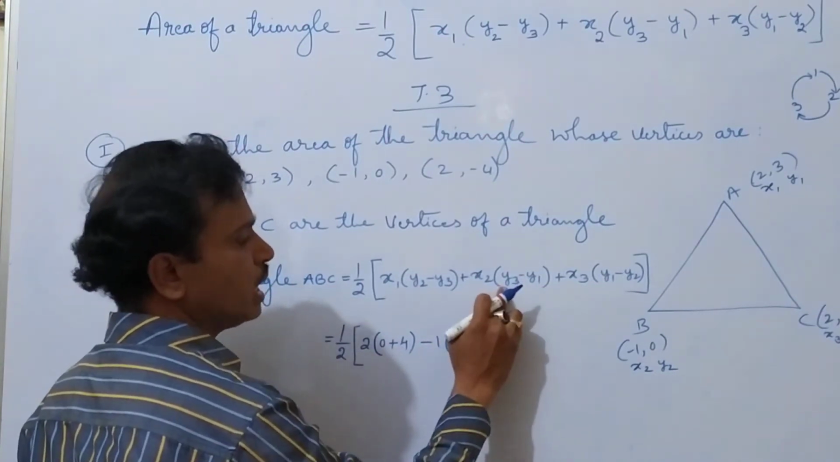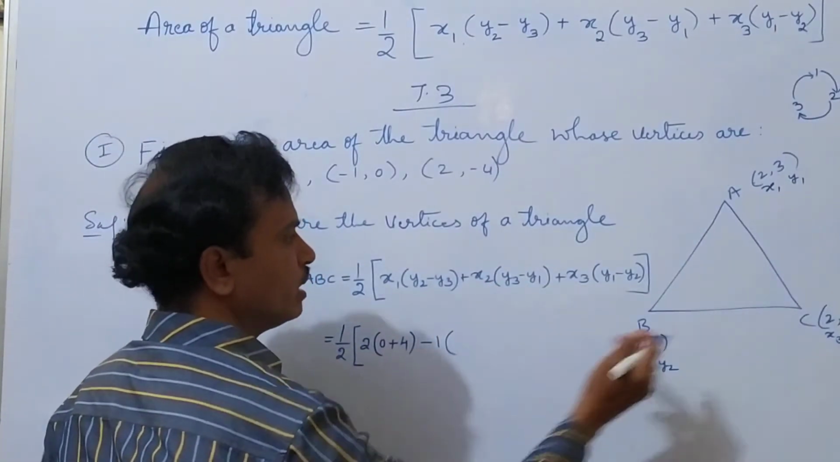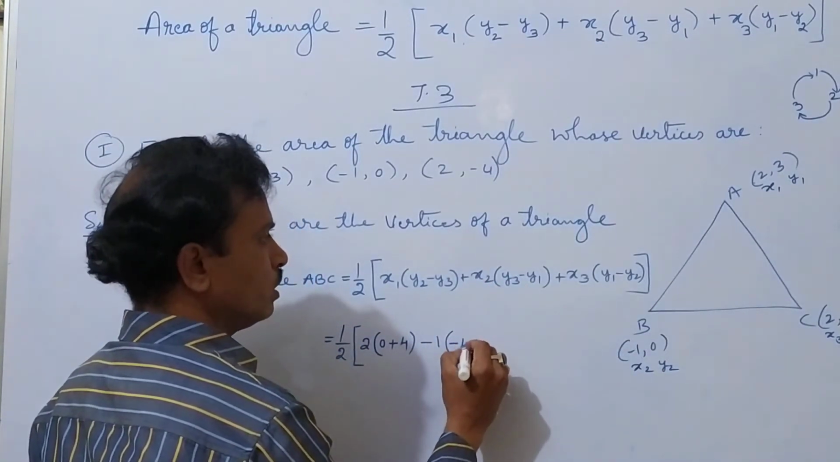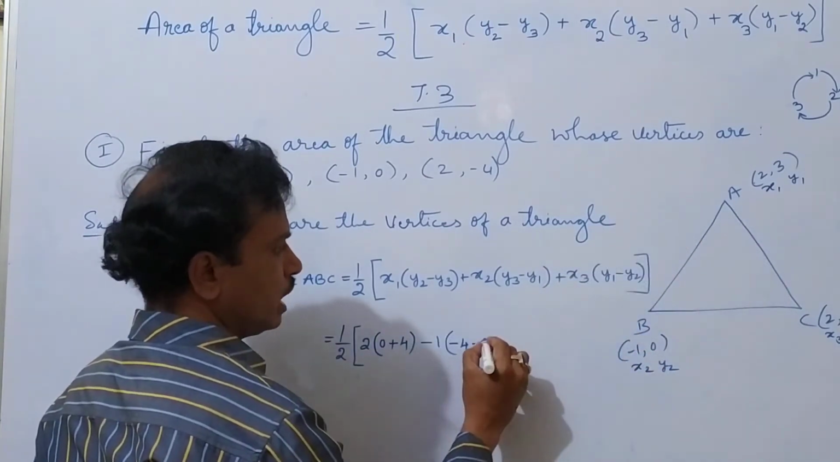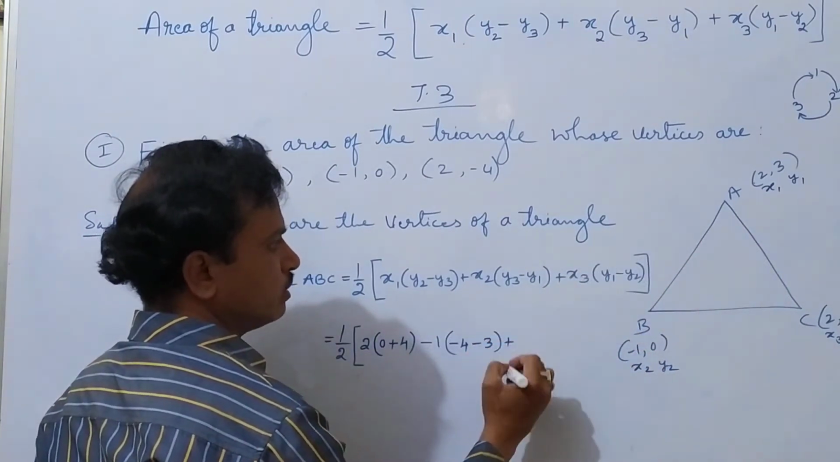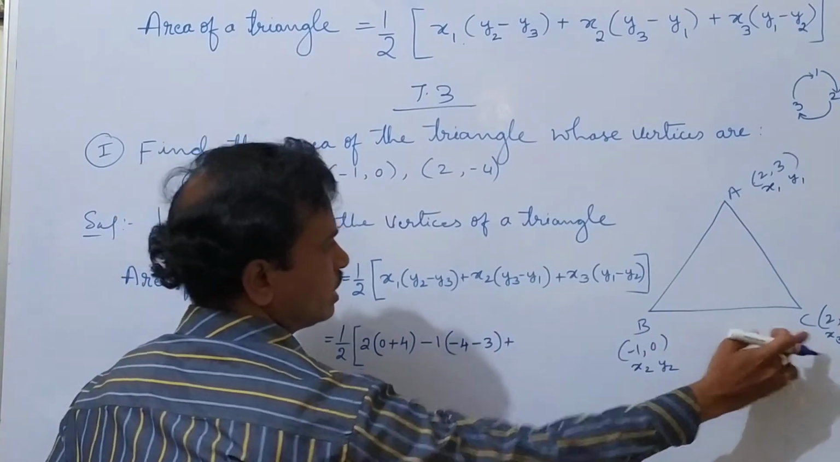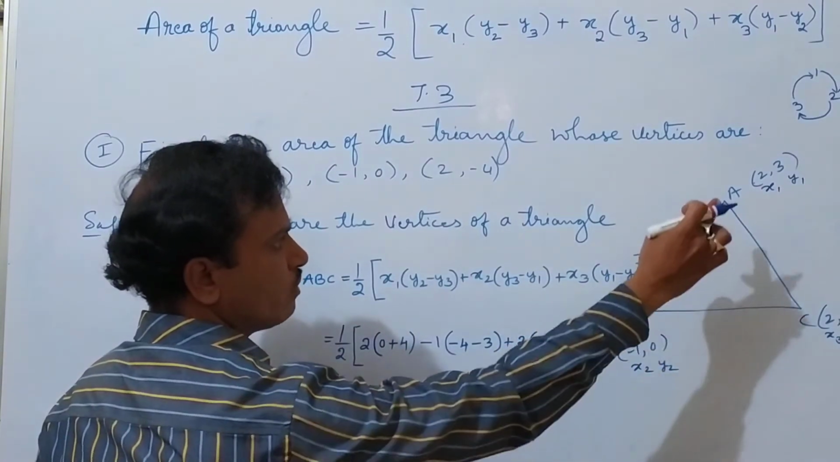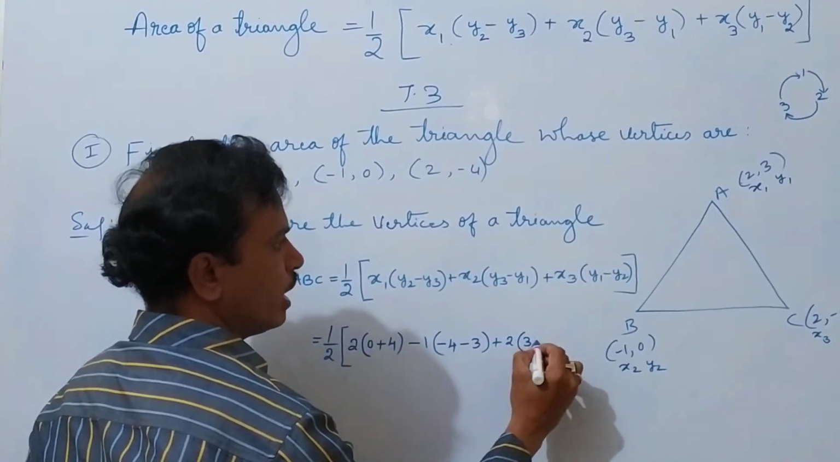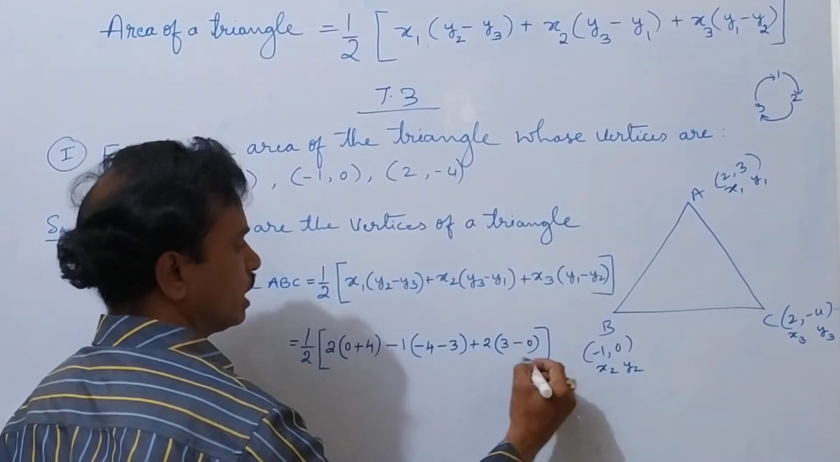Then y3. What is y3 here? Minus 4. Then minus y1. What is y1? 3. Then plus x3. What is x3? x3 is 2. Then in the bracket, y1. What is y1? 3. Minus y2, 0. Now close the bracket.